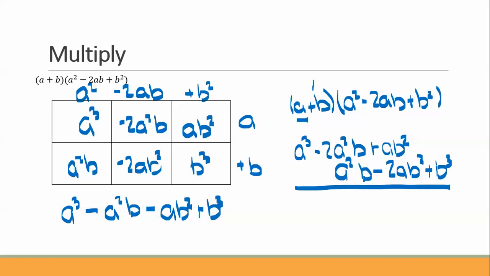Now we can add vertically like we're used to, and we have a cubed minus, because we have minus 2a squared b plus a squared b, is minus a squared b, minus ab squared minus 2ab squared is minus 3ab squared, plus b cubed.